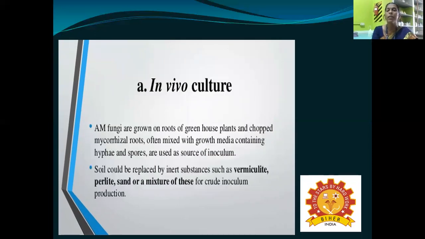Okay, now we are coming to the in vivo culture. AM fungi are grown on the roots, especially of greenhouse plants.